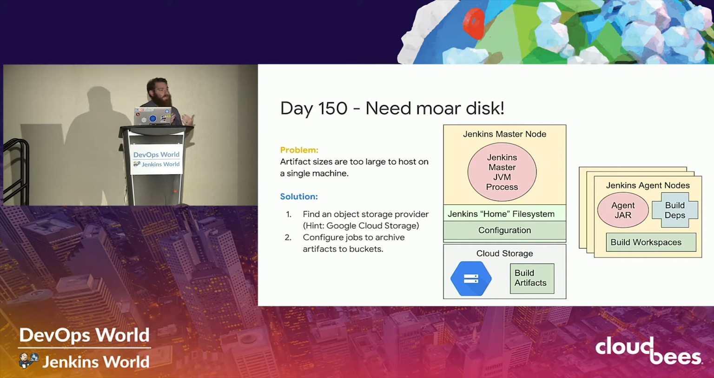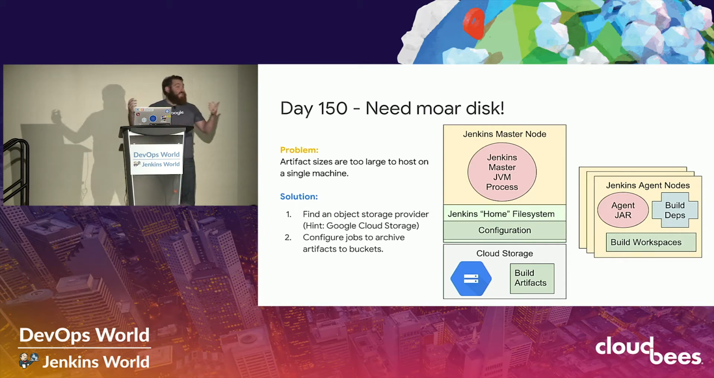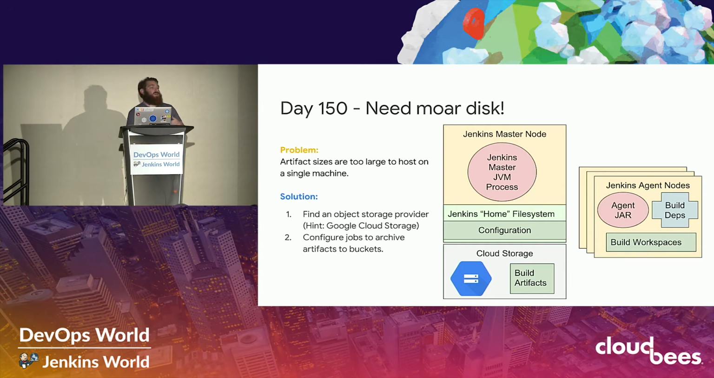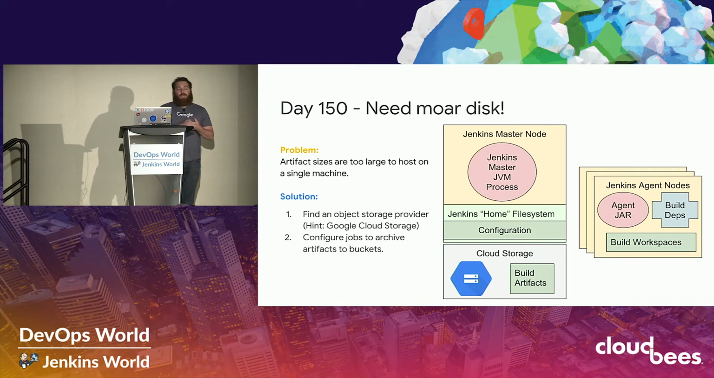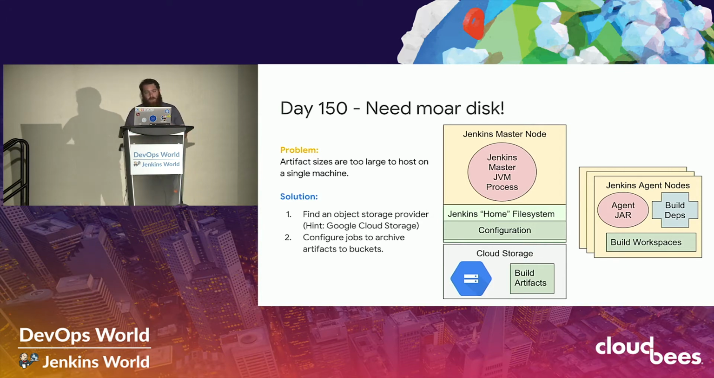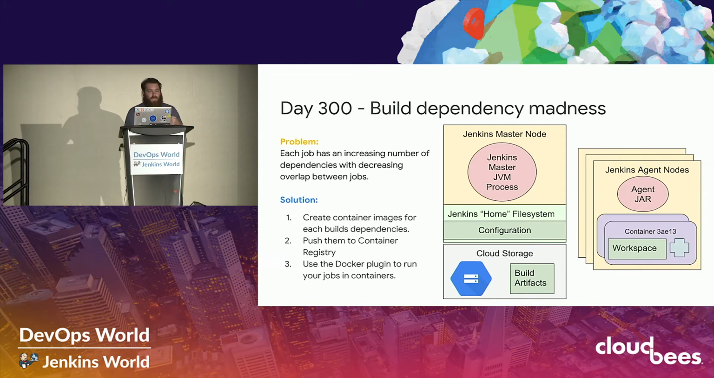Well, we can use something like an object store in order to store these, something off the Jenkins master. We configure some object store, maybe Google Cloud Storage, for example, to save all of our artifacts. And now we have a relatively infinite amount of storage at a cheap price in order to store our build artifacts, our jars, our Go binaries, things like that. Cool. We are moving along. We're at day 150, and our team is still happy and still productive with Jenkins.